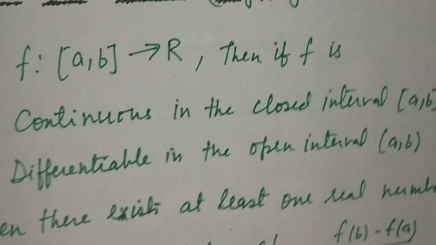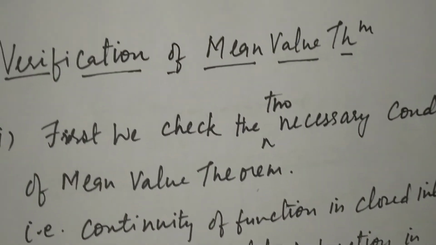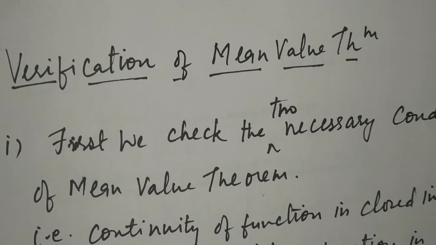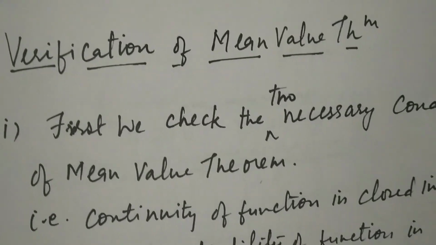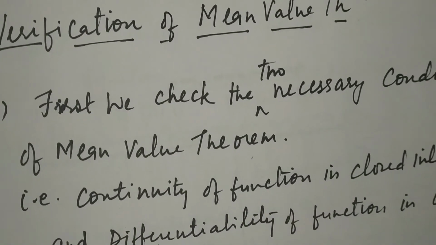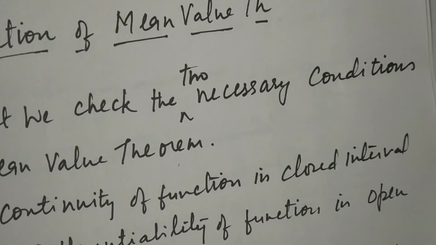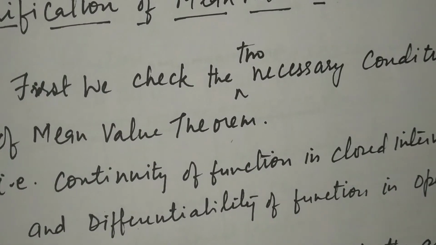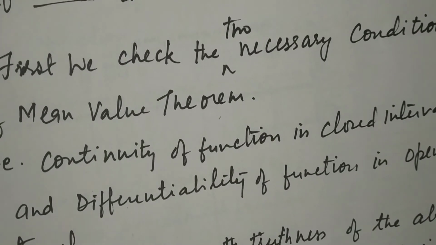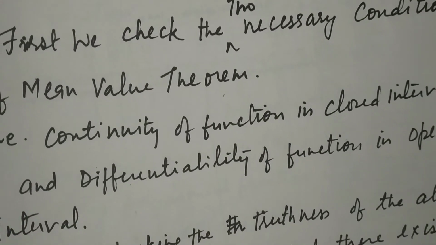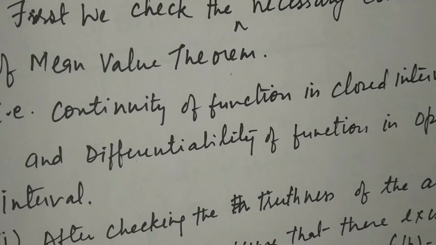Now how to verify the mean value theorem, the process. For the verification of the mean value theorem, we do the following process. First we need to check the two necessary conditions of the mean value theorem. What are these conditions? First we see the continuity of the function in the closed interval, and then we see the differentiability of the given function in the open interval.